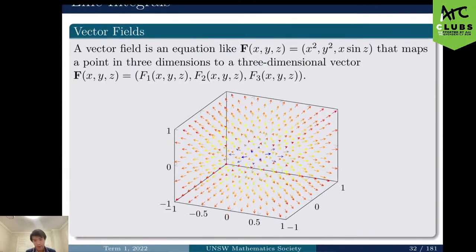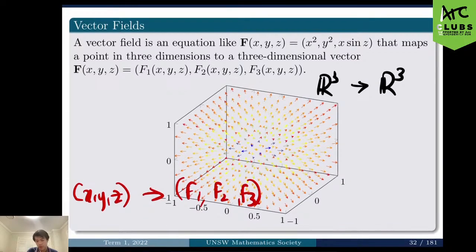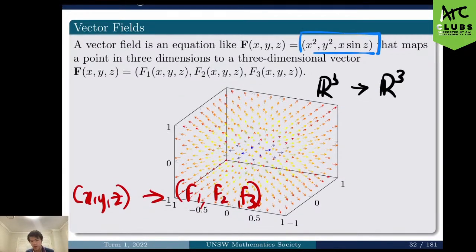Another thing we need to know is a vector field. So a vector field, well, mathematically it's a function from R cubed to R cubed. So you take 3 variables, x, y, z, and you return 3 different functions. So f1, f2, f3. So we've given an example, right? We've got x squared, y squared, x sine z, because it takes these 3 variables, x, y, z, and it spits out 3 functions, right?